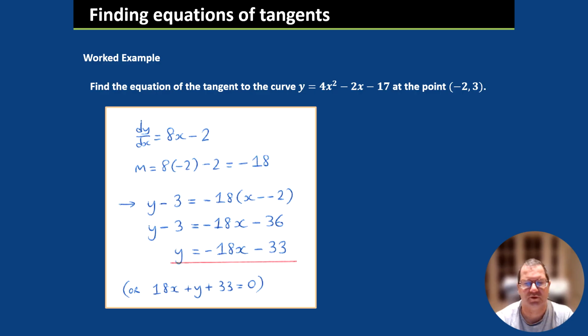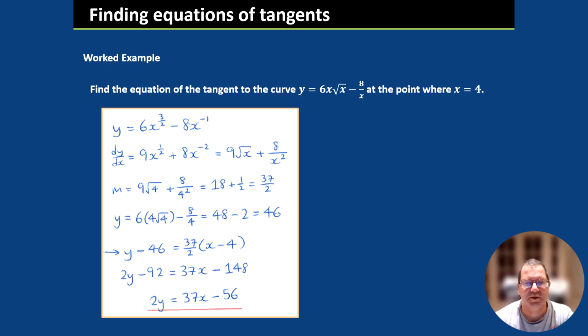And then we can substitute straight into the formula. So y minus 3 is equal to negative 18 brackets x take away negative 2, which we could rewrite as x plus 2 if we wished. Now, we haven't been asked to write in a particular form, but I'm going to expand the brackets. So y minus 3 is equal to negative 18x minus 36, from which, if we write it in the form y equals mx plus c, we get y equals negative 18x minus 33.